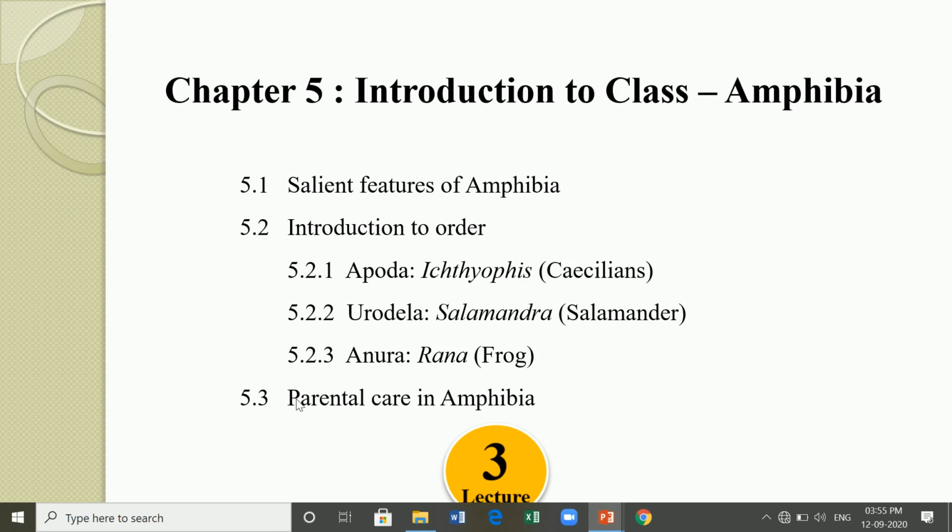And then after, we are going to learn a very interesting topic, that is parental care in amphibians, where the adult males and females of amphibians usually show care for their future generation or their young, and that is referred to as parental care, which has a weightage of a total of 3 lectures.